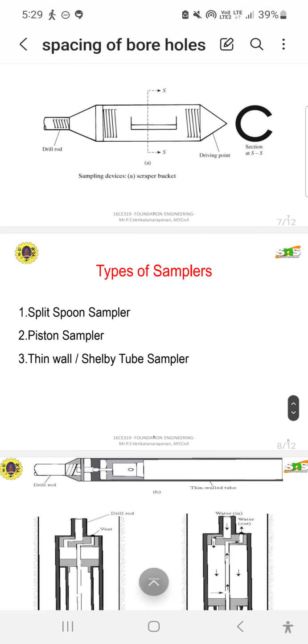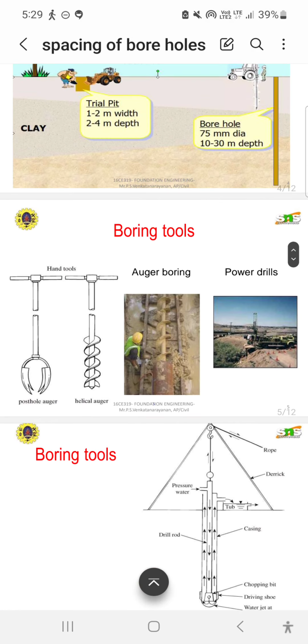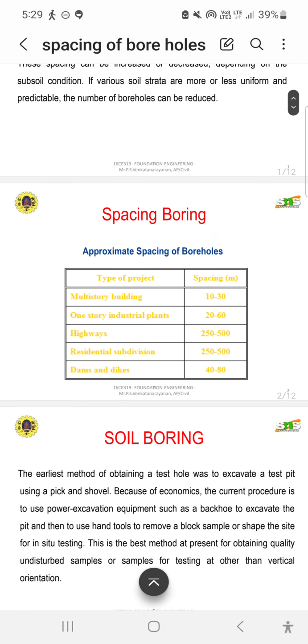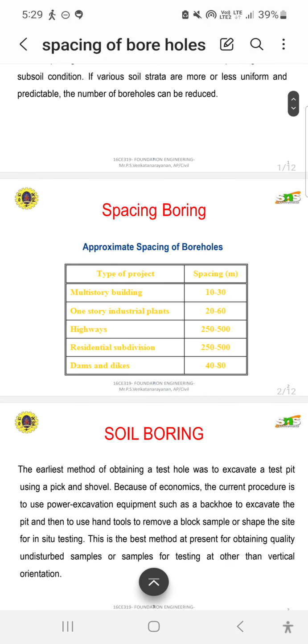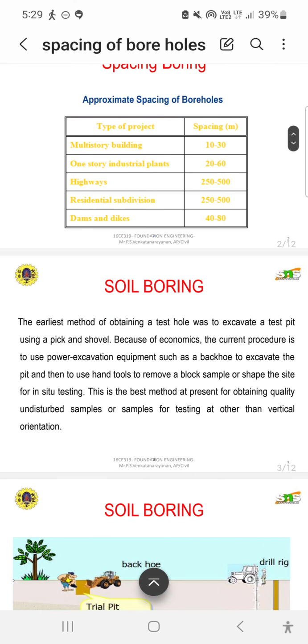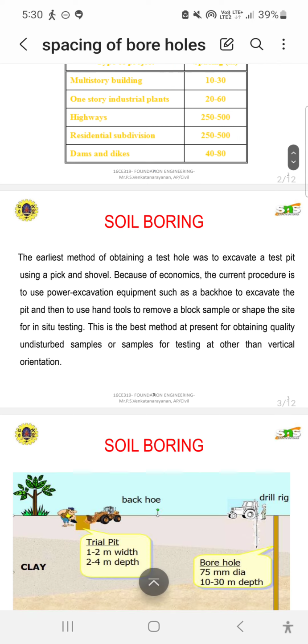Then we are going to see the types of samplers. First we saw the spacing of boring and the rules given for spacing, and that the spacing of boreholes may differ for each building, whether public or private. Then we saw soil boring, the earliest method and the current method. In the earliest method we saw the hand tools to excavate the pit, and in the current method also.